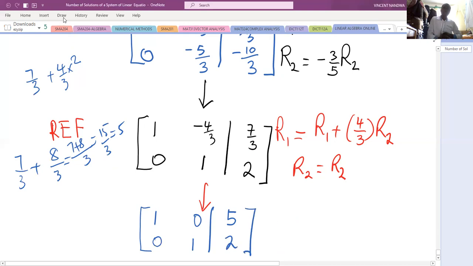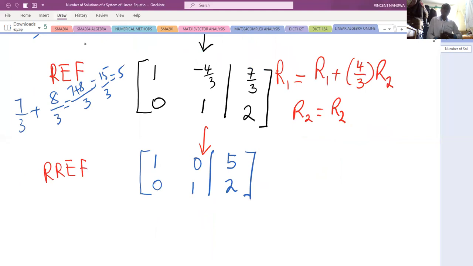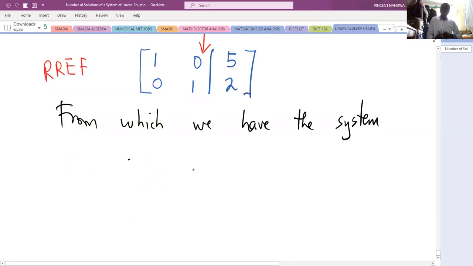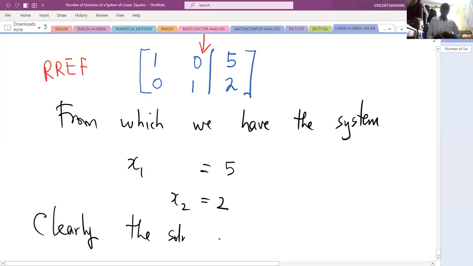The matrix we have obtained here is in reduced row echelon form. From this we have the system. Remember, this column corresponds to x1 and this one to x2. So x1 equals 5 and x2 equals 2. Clearly, the solution is x1 equals 5 and x2 equals 2. Those are the solutions to the given problem. Thank you. In the next video, we are also going to do more examples on the Gauss-Jordan elimination method.